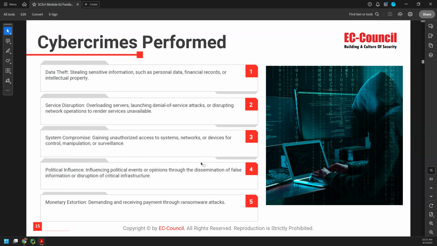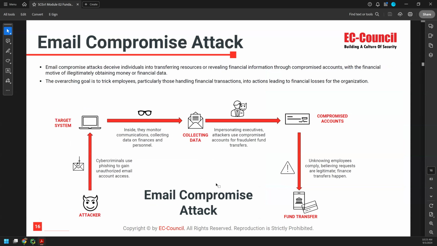They're looking after data theft, service disruption, compromise, etc. I'm going to kind of graze over that because we've talked about it before. From an email compromise attack, typically the attacker sends some kind of phishing email. They're looking to monitor inside communications and collect any kind of data, and then impersonate executives and use attacks to compromise. Once they've compromised the accounts, unknowingly employees will tend to comply or believe requests are legitimate and move them through. This is usually the overall how-do-they-trick-it kind of thing.